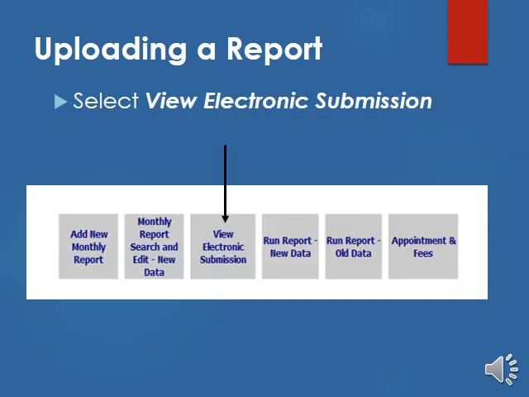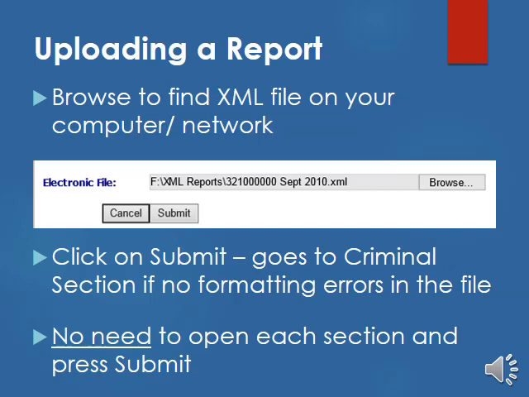So here we go. We're ready to upload the report. You will click on View Electronic Submission. Here you will click on Browse to find the file you will upload and then click on Submit. Once the report is accepted, you will automatically be taken to the Criminal section if there are no formatting errors in the report. Some vendors have informed their customers that they must go to each section of the report and press Submit to get the report to upload, but that is not accurate. The report uploads automatically and there is no need to press Submit for each section.